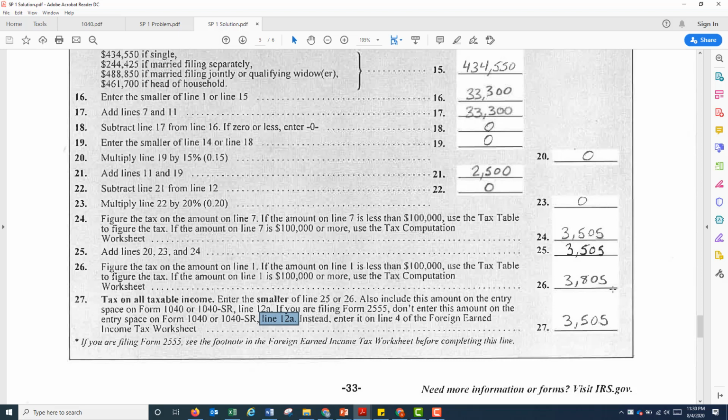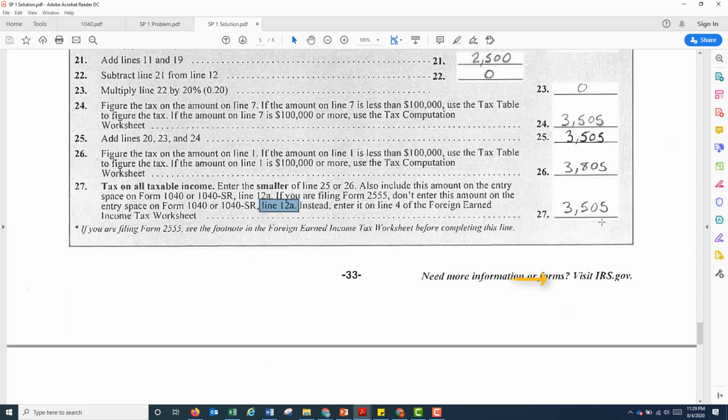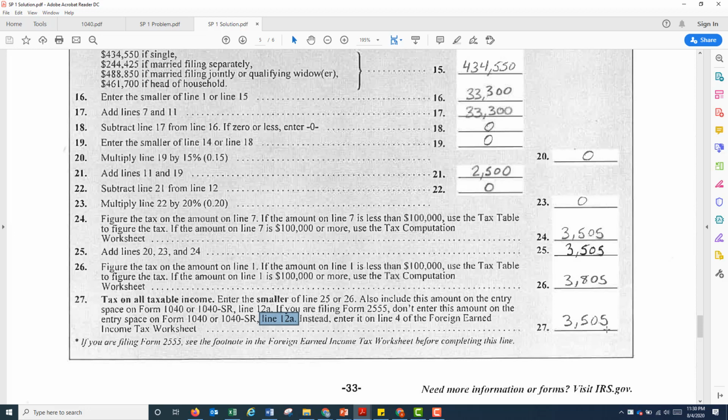If we didn't have qualified dividends, our taxable income would be 33,300, and the tax based on that income is 3,805. However, we are not using 3,805. That would be incorrect. 3,505 is our tax, and we report again on line 12A.